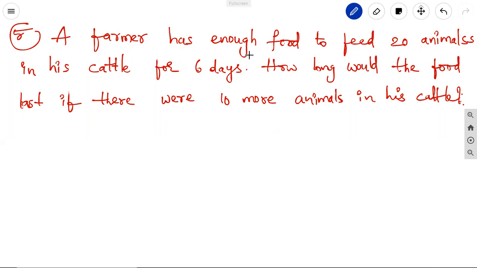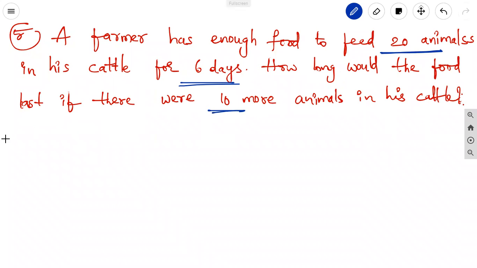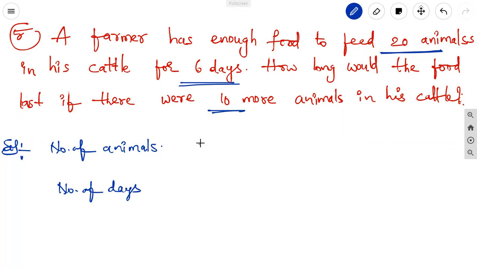Next problem. A farmer has enough food to feed 20 animals in his cattle for 6 days. How long would the food last if there were 10 more animals in his cattle? If the animals are more, the food takes less time, that is, fewer days. From the given data, the number of animals and number of days: if animals are less, days will be more.